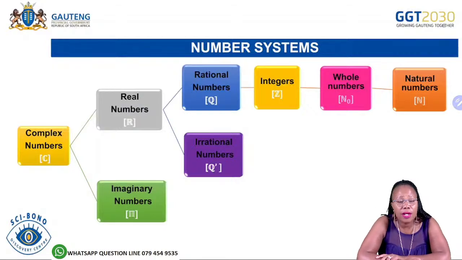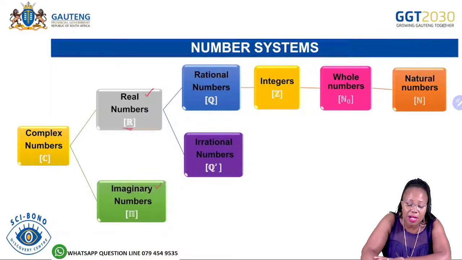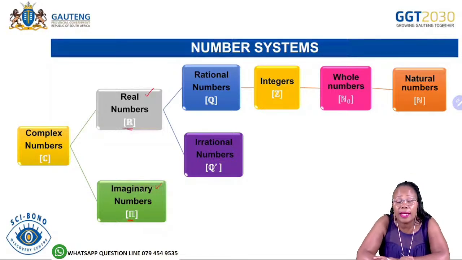And then now, where does this complex number come from? It comes from our number systems. Number systems, we are talking all existing numbers and non-existing in mathematics. And now this complex number is divided into two parts, which is the real numbers represented by the letter R there. And then we have another bracket, which is the imaginary number, which is represented by I there.